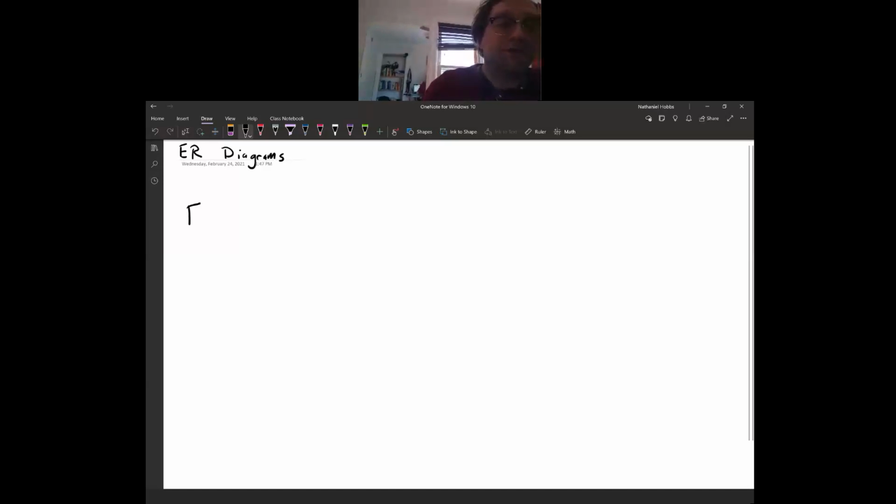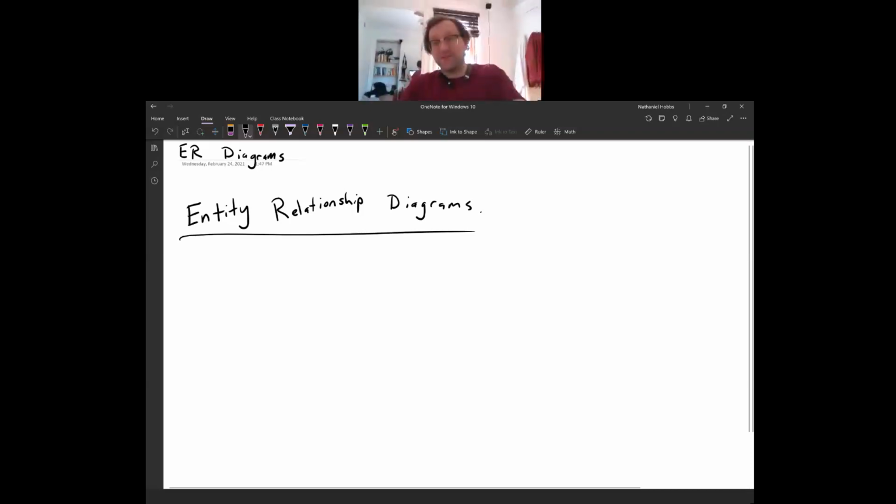For the theory of databases, we're going to be starting off with something called ER diagrams. This stands for entity relationship diagrams. At a high level, these are diagrams, like pictures, comprised of two major components. Those are entities, which are things that exist, and relationships, which is how entities are connected with each other.